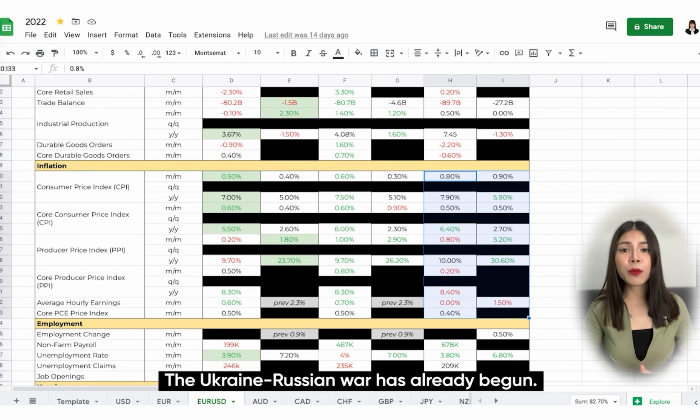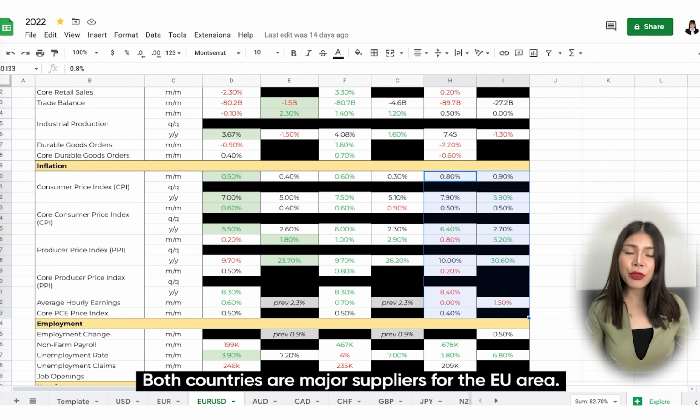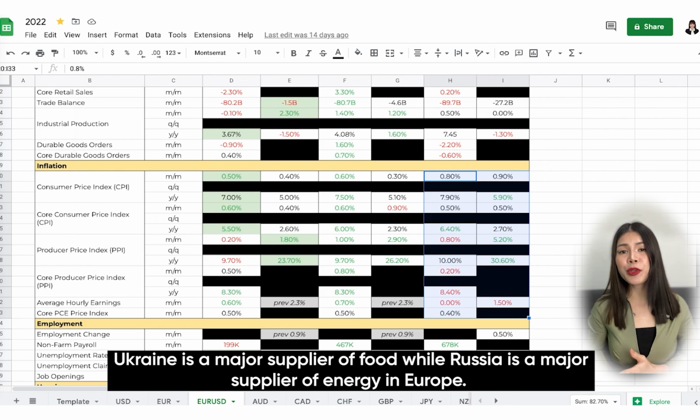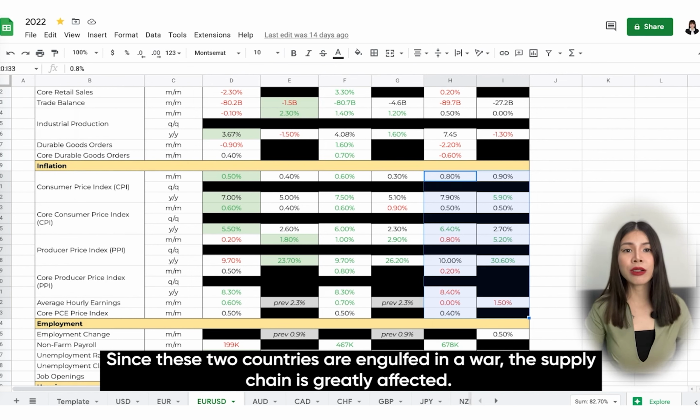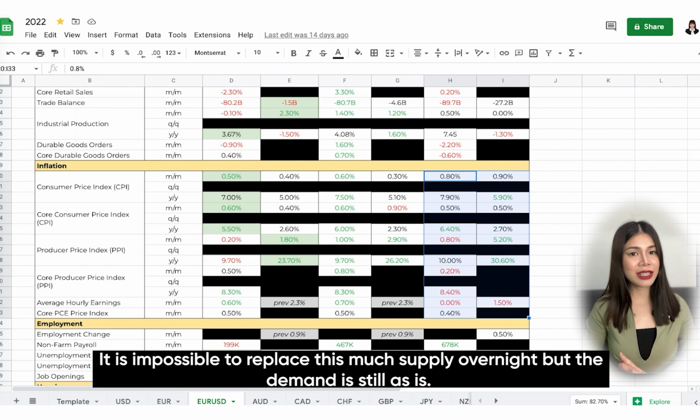The Ukraine-Russian war has already begun. So both countries are major suppliers for the EU area. Ukraine is a major supplier of food while Russia is a major supplier of energy in Europe. So since these two countries are engulfed in the war, the supply chain is greatly affected. It is impossible to replace this much supply overnight, but the demand is still as is.